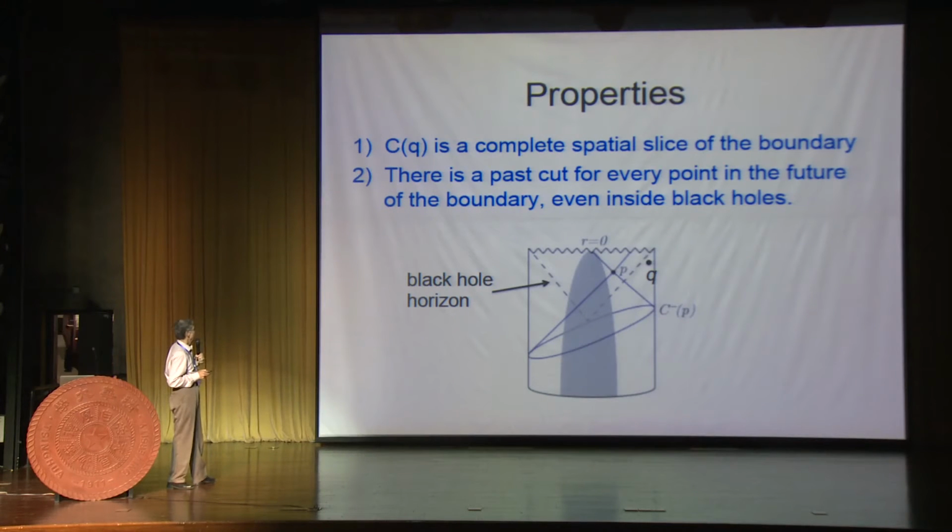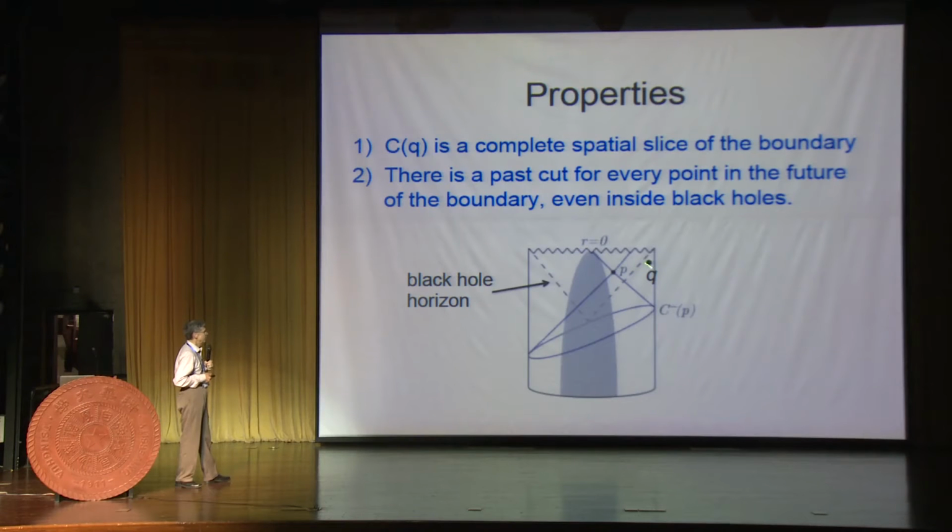OK, so here are some properties. The cut is always a complete space-like slice of the boundary. And there's a past cut for every point in the future of the boundary, even inside black holes. So here's a space-time diagram of matter collapsing to form a black hole in global AdS. And a point inside the horizon still has a past cut, a well-defined intersection of the boundary of its past with infinity, C minus of P. Now it's interesting to look at a point outside the horizon, which I've labeled Q, which is way to the future of the collapse to form the black hole.